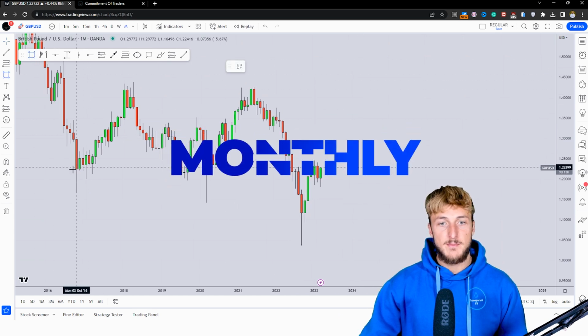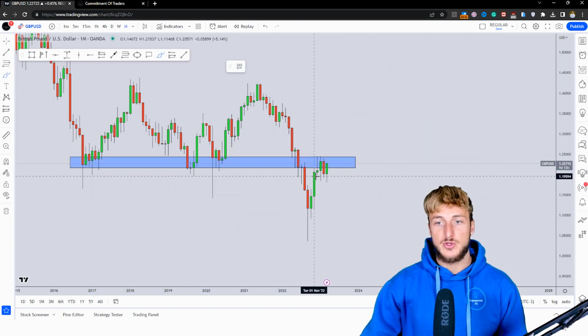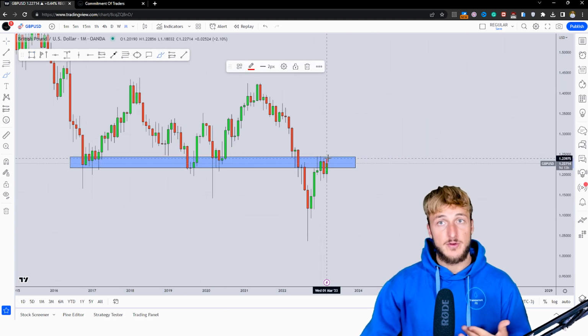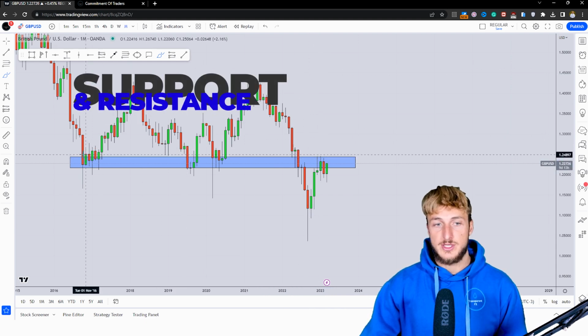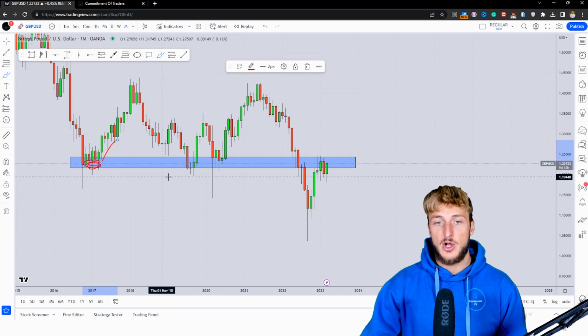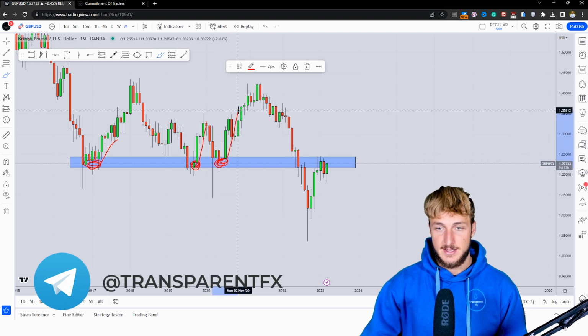Now, starting from the monthly time frame, what we can see is that at the moment we have a market which is currently heading inside of a very strong level of previous monthly support, which is now turned resistance. From here, all this move to the upside was created. Again, here the market tested its zone and rejected it to the upside. Again, here tested and rejected.